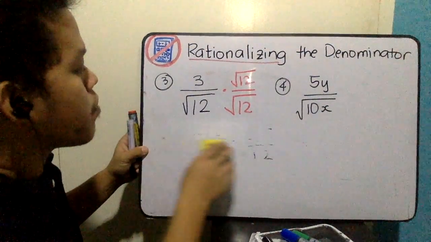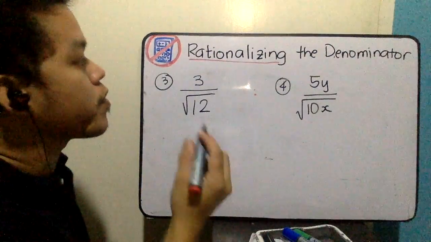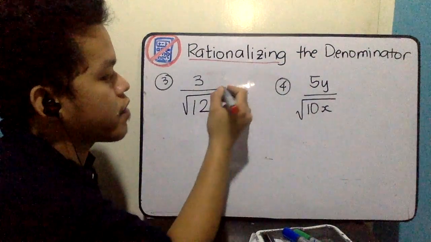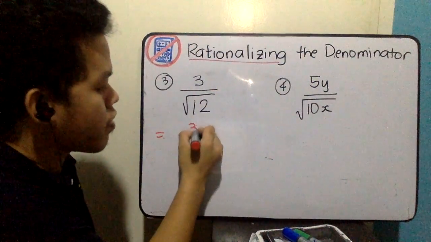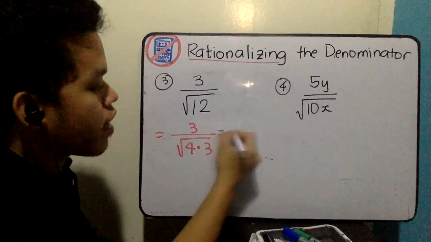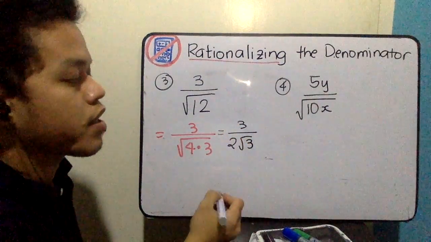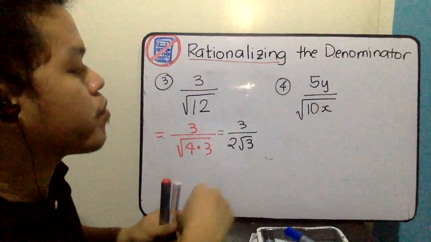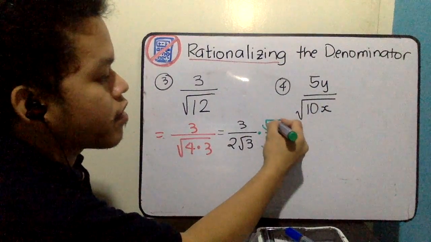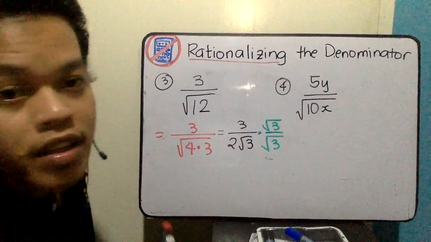Sometimes we can actually multiply this expression not by itself, but of course, the one that can make this a perfect square. That will be good if you can simplify this first. So when you simplify this, that will be 3 all over square root of 12 is 4 times 3. You can actually have 3 all over square root of 4 is 2 times square root of 3. And this is the time when you have to multiply it by the number that can rationalize the denominator. And your concern here is the radical, so you don't have to worry about the constant.